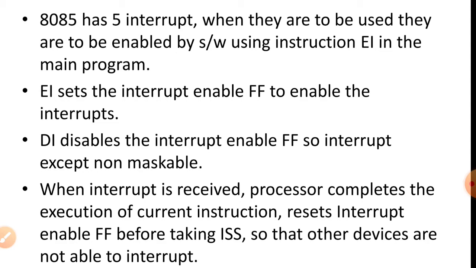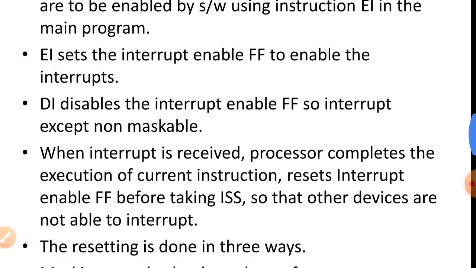So, it is necessary that the interrupt enable flip-flop must be enabled before any device transfers data through interrupt. For that purpose 8085 uses an instruction, that is the EI instruction. EI stands for enable interrupt. What it does is enable the flip-flop. By enabling the interrupt enable flip-flop, it informs the processor that any device connected with any one of the interrupt lines, if it interrupts and wants to transfer the data, then it is allowed.